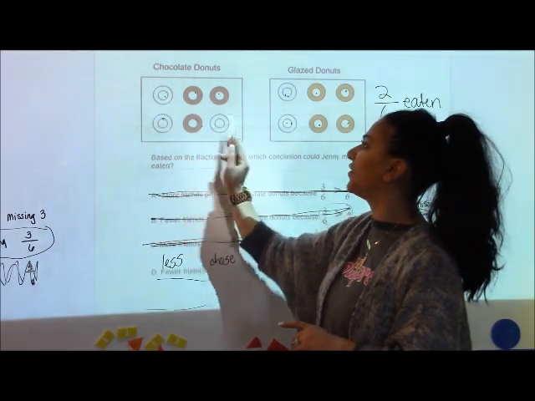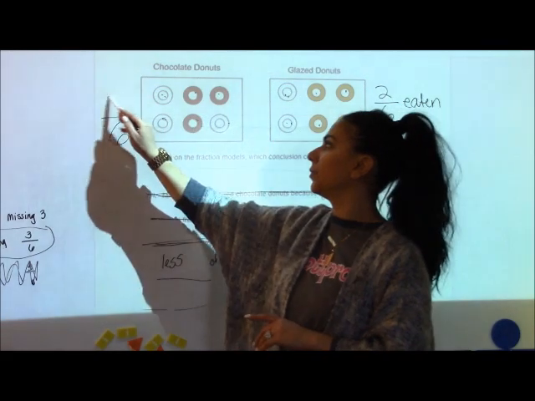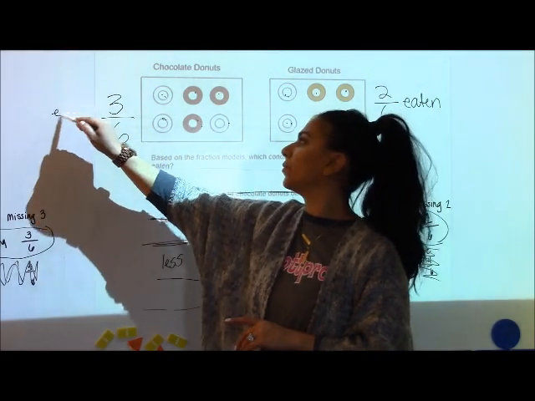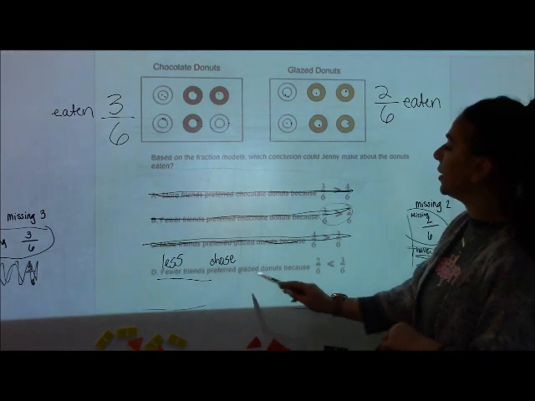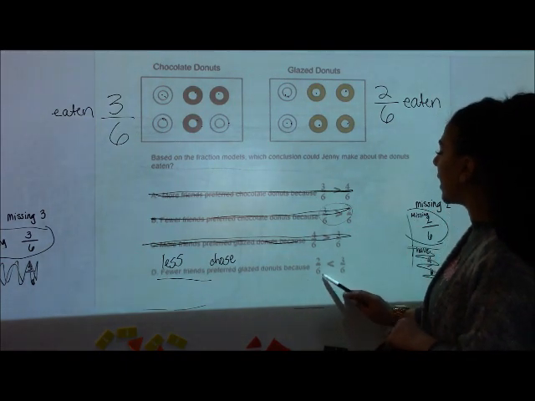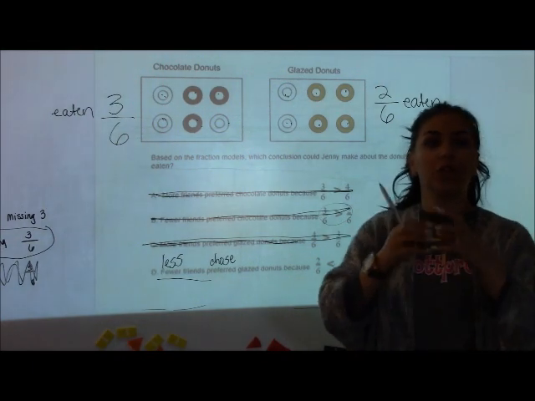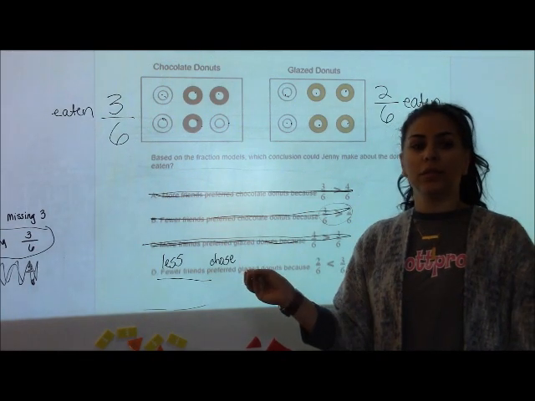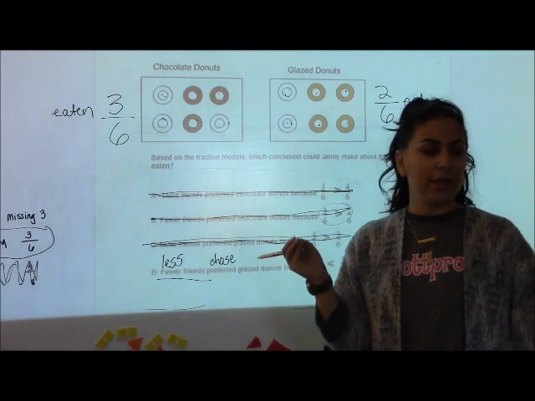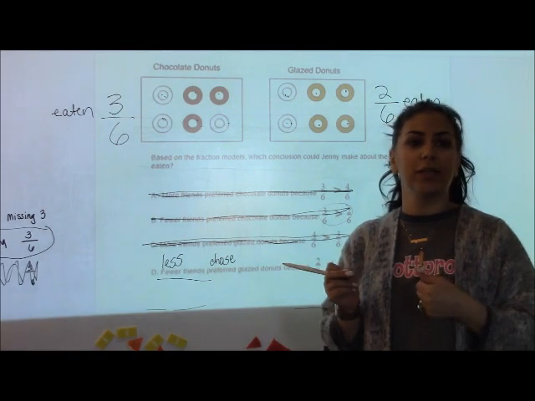Okay, let me do this one real quick. 1, 2, 3, 4, 5, 6. I know my denominator is 6. How many were eaten? 3. Okay, so fewer friends chose glazed donuts because 2/6 is less than 3/6. Yes. Do we agree with the whole statement? Yes. Okay. Turn to your friend and tell them your claim, your evidence, and your reasoning, and we'll come back to this.